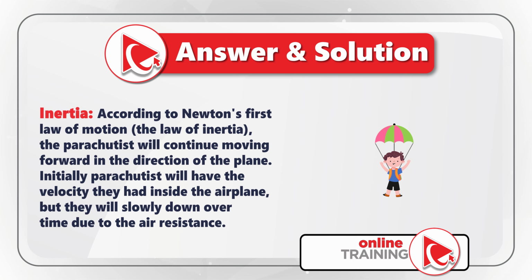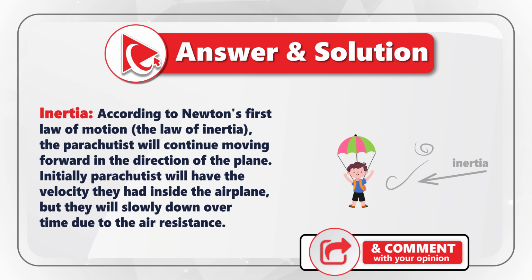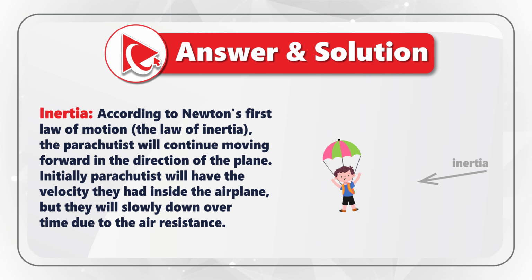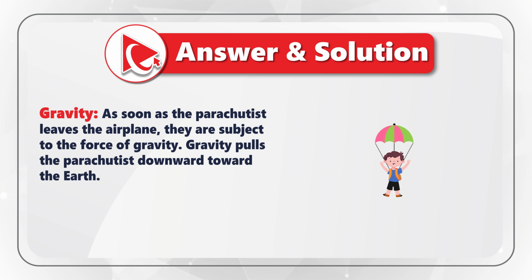Number 1 is inertia. According to Newton's first law of motion, the law of inertia, the parachutist will continue moving forward in the direction of the plane. Initially, the parachutist will have the velocity they had inside the plane, but they will slow down over time due to air resistance. Another force that will define the trajectory is the force of gravity. As soon as the parachutist leaves the plane, they will be subject to the force of gravity. Gravity pulls the parachutist downward toward the earth.